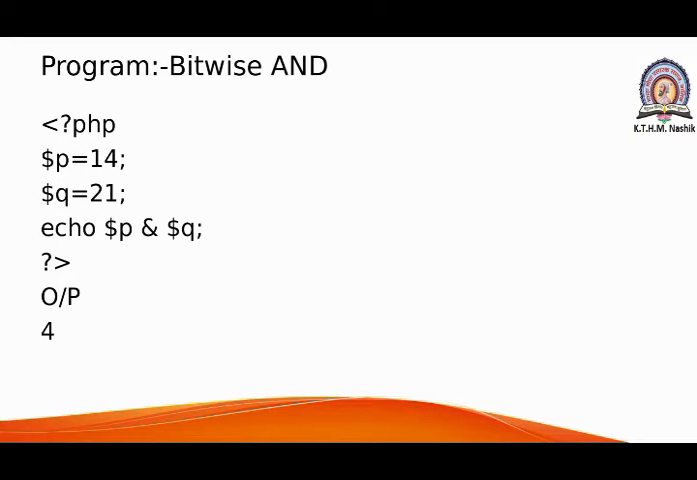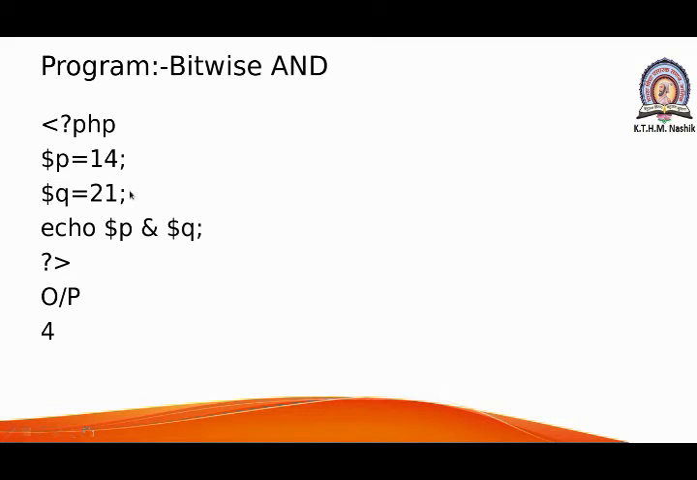We will see a program example. Here is bitwise AND. We already explained bitwise AND. Here is the program. It starts with the PHP tag, $p equal to 14. That means p is a variable having the value 14. Again another variable, q, having the value 21. Here is the display statement with echo, that is $p and $q. Here it is a bitwise AND and we have to calculate this value.